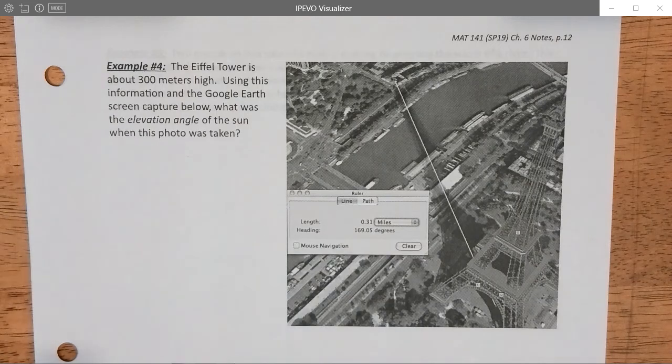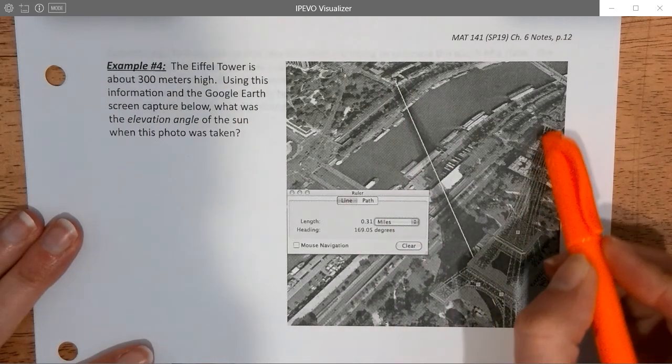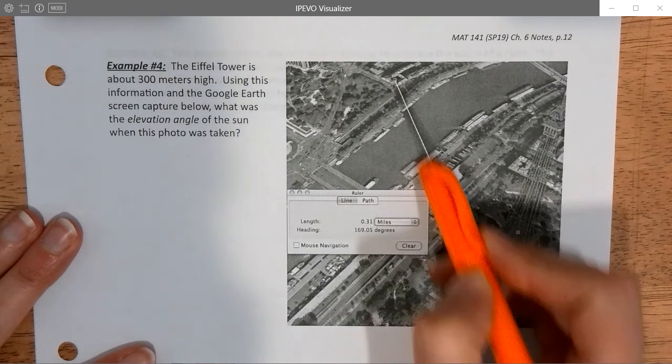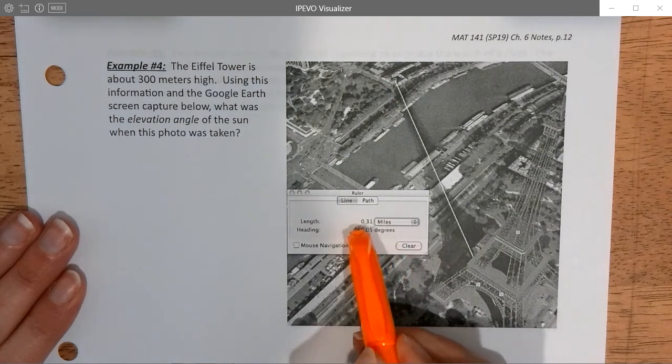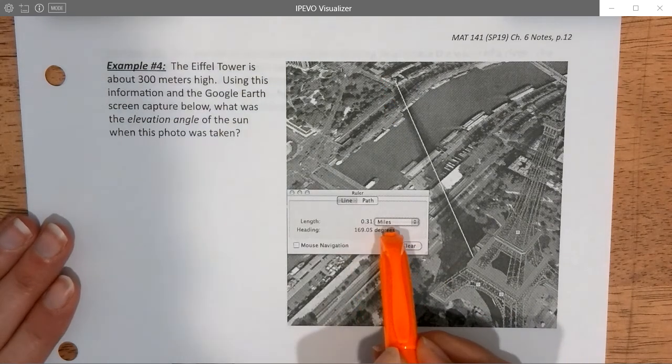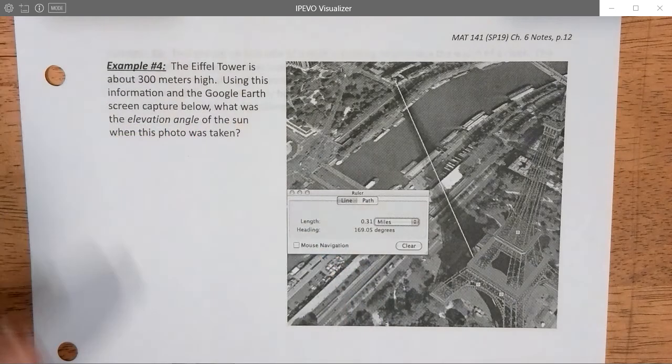In example 4, we're looking at a picture here where the Eiffel Tower, which is about 300 meters high, is projecting a shadow all the way to a distance of about 0.31 miles. The question is going to be, what is the angle of elevation of the sun when this photo was taken?